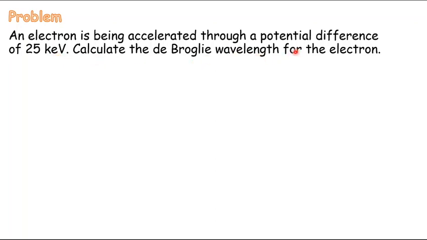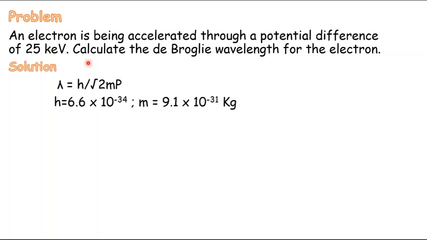Calculate the de Broglie's wavelength for the electron. Potential energy कितनी है? 25 kilo electron volts. That's 25 into 1000 or 10 raised to power 3 electron volts. और electron volt मैंने अभी आपको बताया, that's equal to charge of electron into 1 volt. That will be equal to 1.6 into 10 raised to the power minus 19 joules.